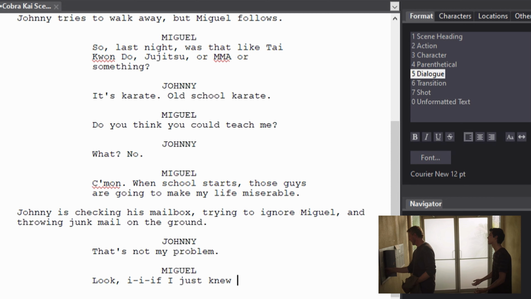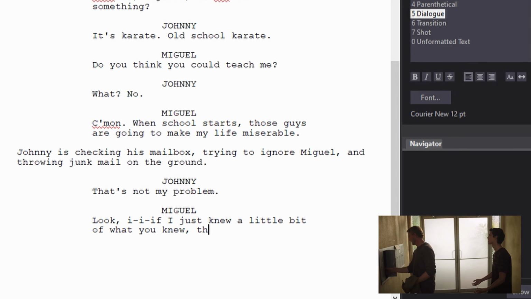In this scene, two main characters are, for the first time, discussing the premise of the entire show, namely, reopening the Cobra Kai dojo. Miguel believes learning karate from Johnny would keep his school bullies at bay, and he plants the seed of becoming a sensei in a desperate Johnny's mind. But of course, Johnny initially refuses the call to action.